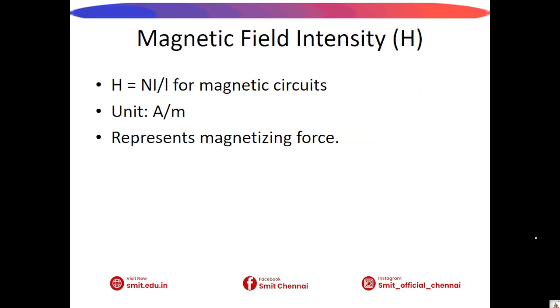First, we see the magnetic field intensity. Magnetic field intensity represents the magnetizing force that produces magnetic flux in a medium. For a magnetic circuit, H is equal to NI by L, where N is the number of turns, I is the current, and L is the magnetic path length. The unit of magnetic field intensity is ampere per meter. A high current or greater number of turns produces a stronger magnetic field.